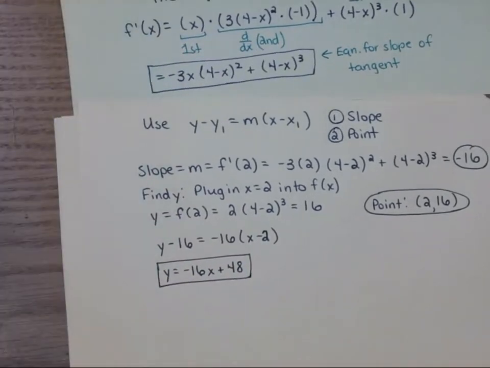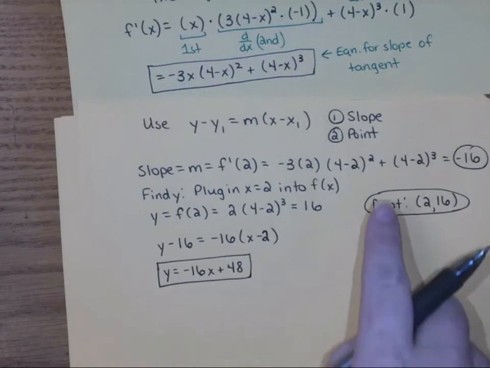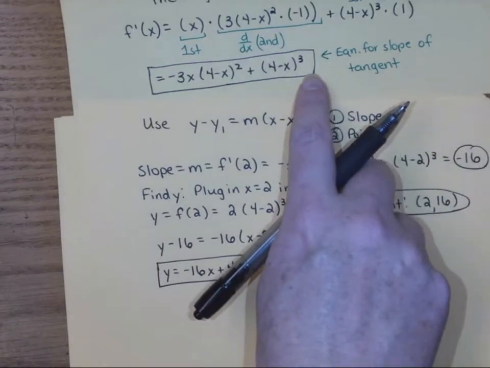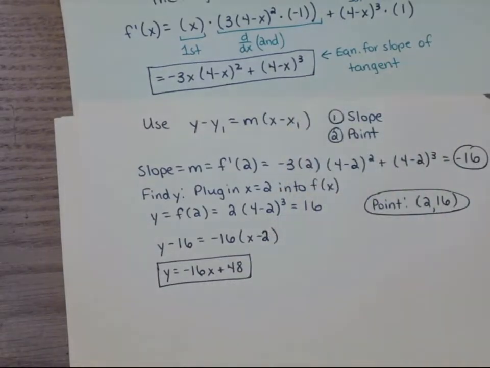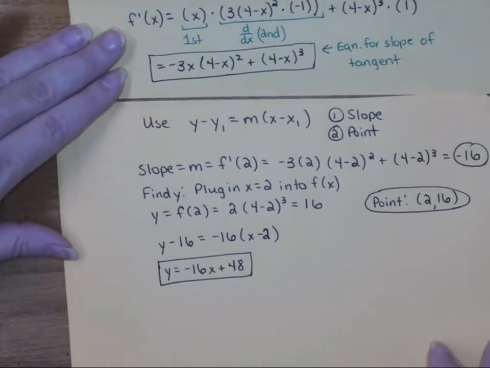Okay, so the only new thing here is really just this part, finding the derivative formula. Past that, we've really done that before, right? We've done plenty of y minus y1 equals m times x minus x1 problems.